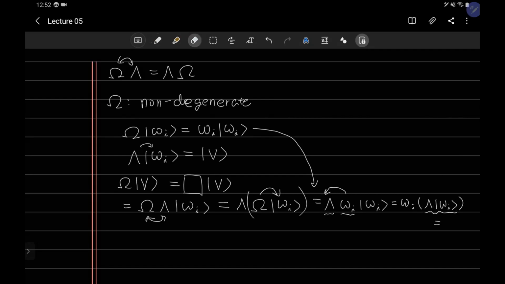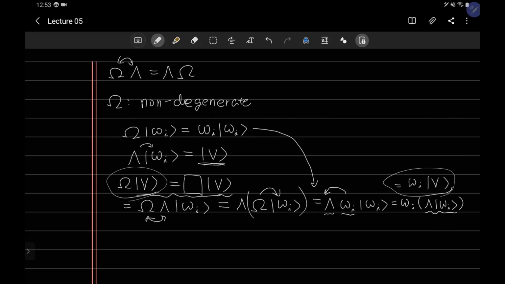So eventually we prove that this one is omega sub I V. So what did we show? We started with this one, and then we proved that this is the same as this one. So we basically prove that this new V, obtained by applying lambda on the omega eigenvector, is another eigenvector of the omega operator.